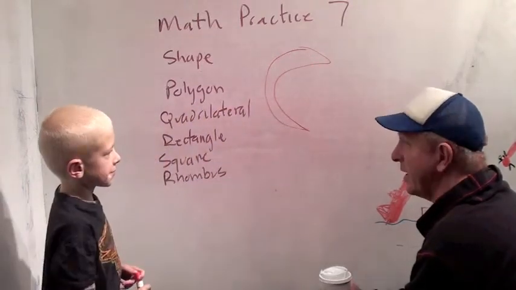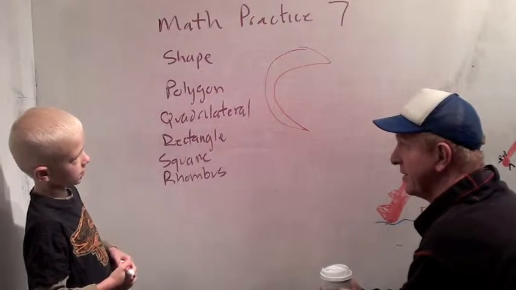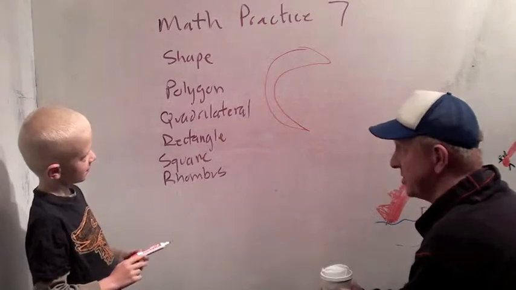Ooh, what shape is that? A moon. A moon, okay. It also looks like what? A mouth. A mouth. Yeah. Okay, so that's a good shape.